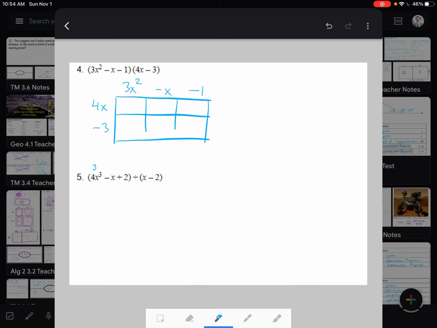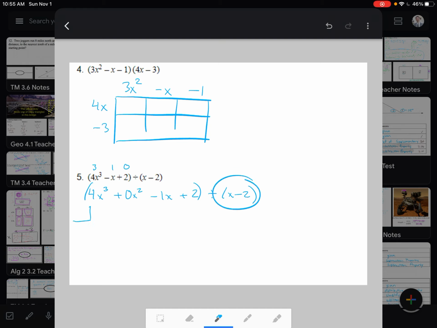Secondly, for number 5, a bit of a trick question here. When we are dividing, we have to go in order. So we have a third degree, first degree, and then a constant. So we need to make sure that we rewrite this first as 4x cubed plus 0x squared minus 1x plus 2. So again, going in order of third, second, first to 0 degree, divided by x minus 2.